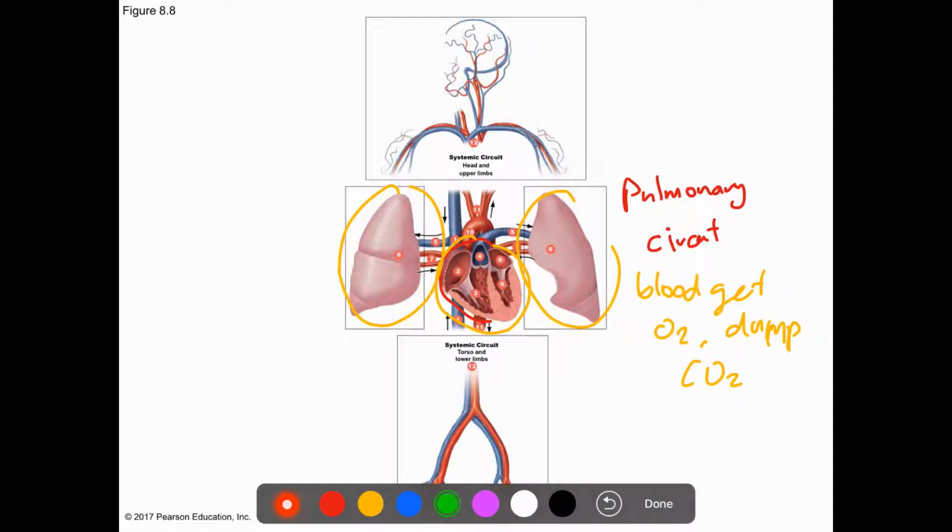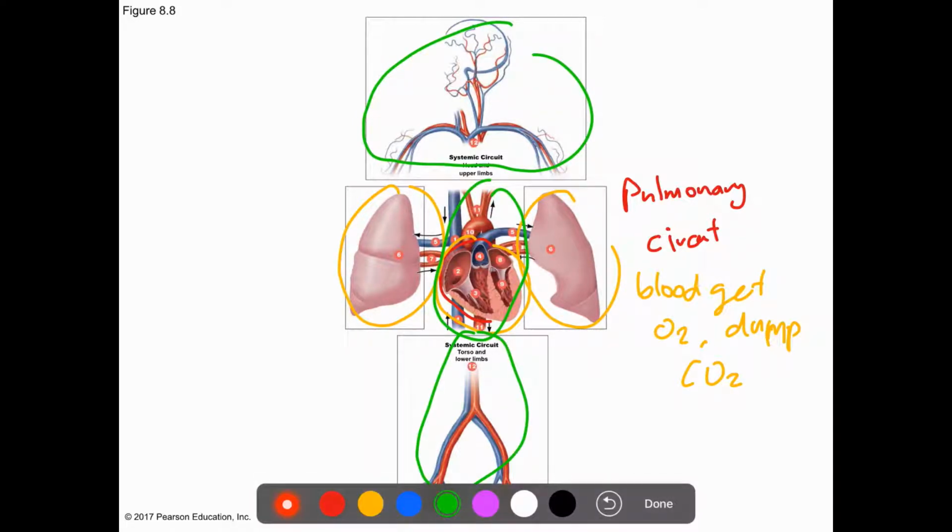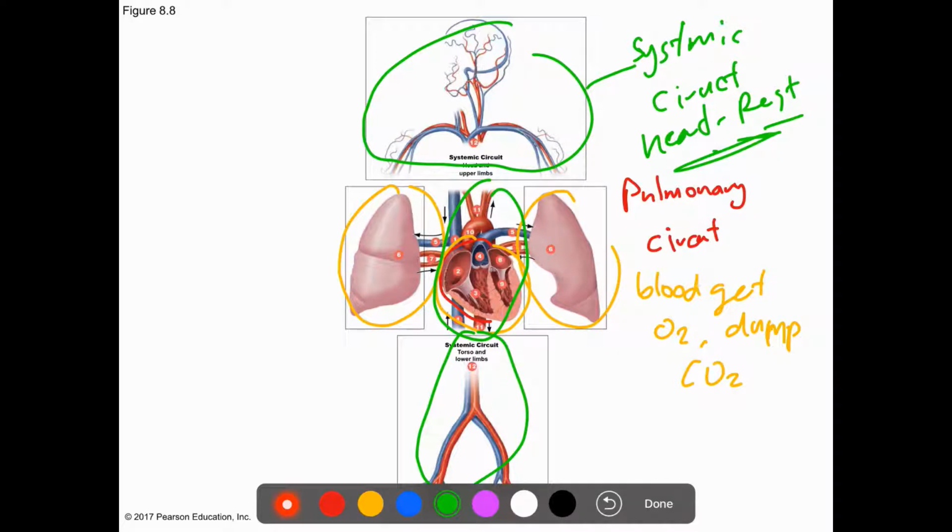Then we have the systemic circuit, which is between the heart and the rest of the body. Systemic circuit. As we said, heart and rest of the body, where our tissues are getting oxygen delivered to the tissue, and they are dumping CO2, which will be taken back to the heart and from there to the lungs to be exchanged with oxygen, and of course CO2 would leave the body.